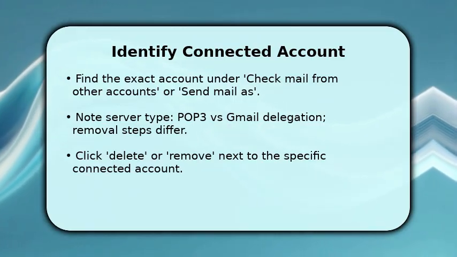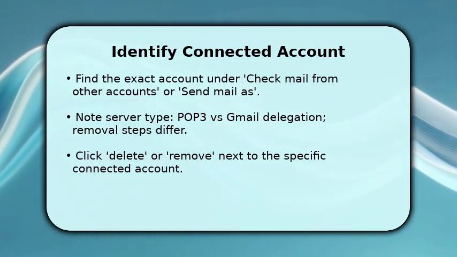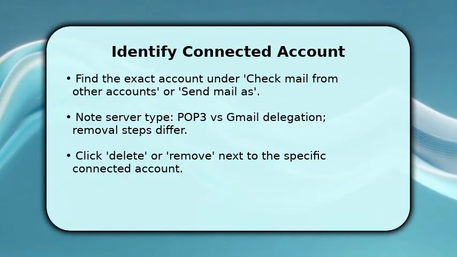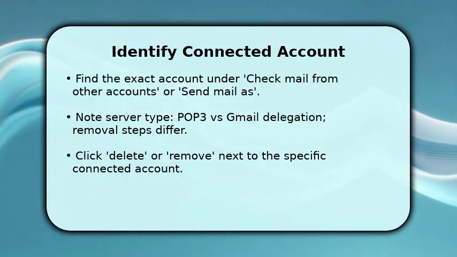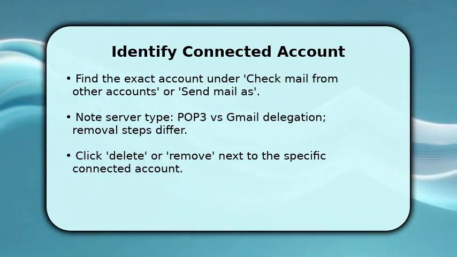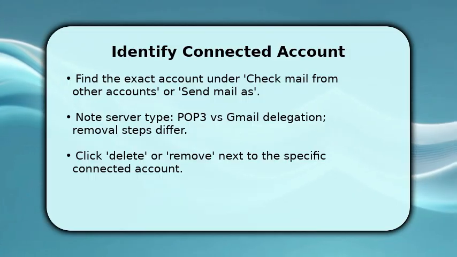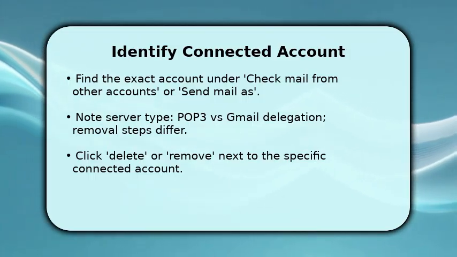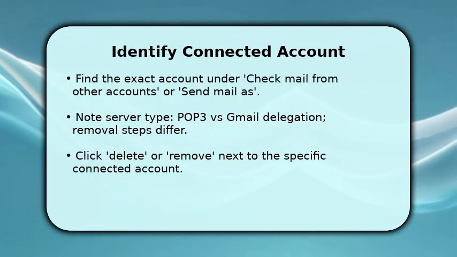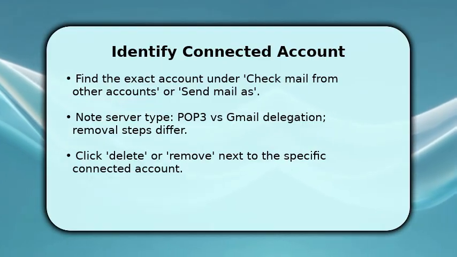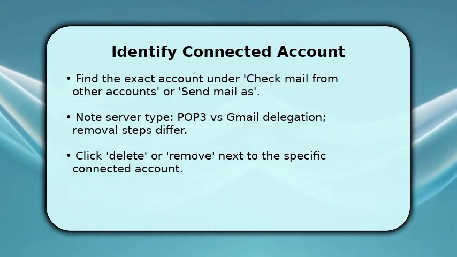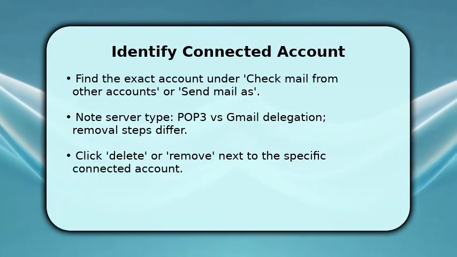Once located, identify whether it's a POP3 fetch, a Gmail delegation, or an external Send As alias because each type removes differently. For POP fetch, click Delete next to the address. For Send As, click Delete, and for delegation, remove the delegate. When prompted, confirm the removal to revoke access and stop mail fetching.